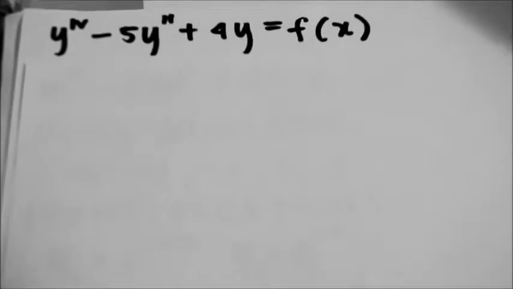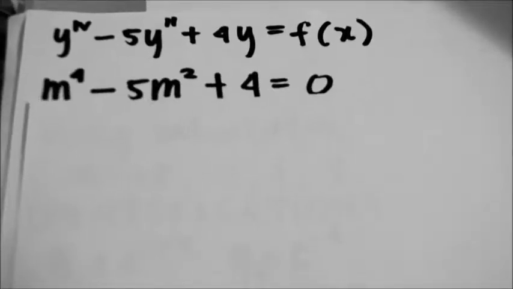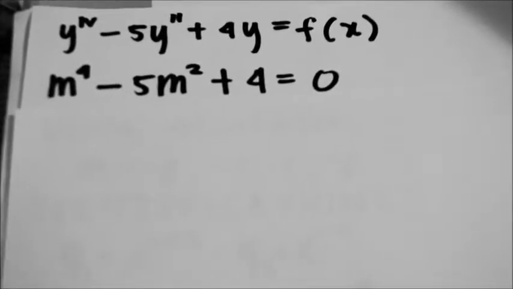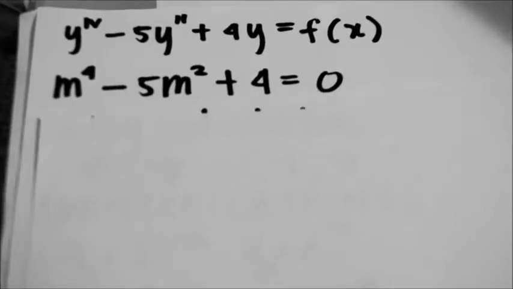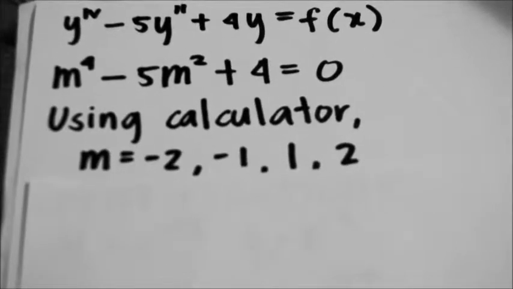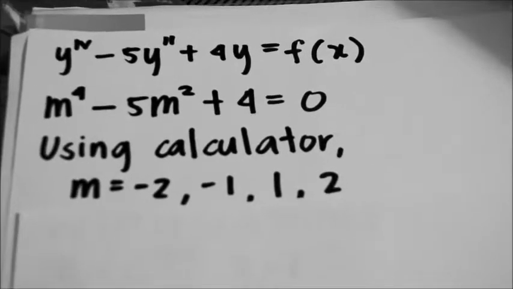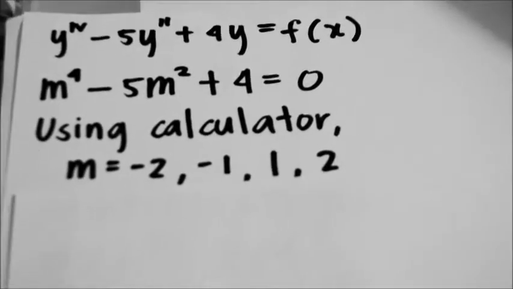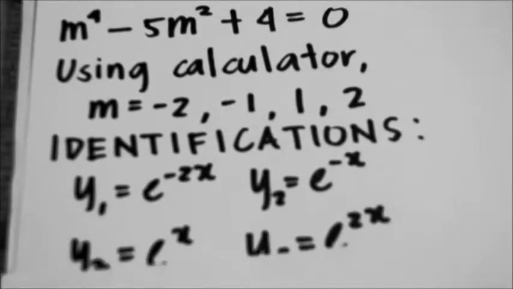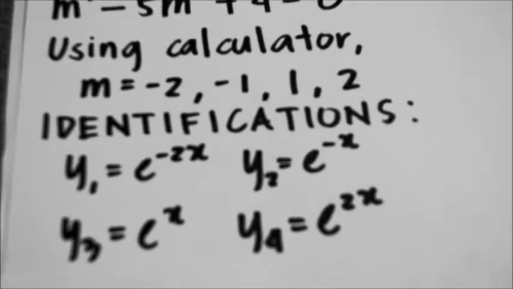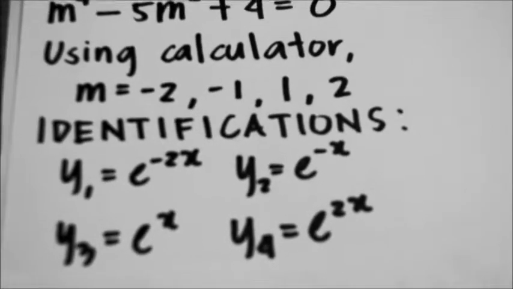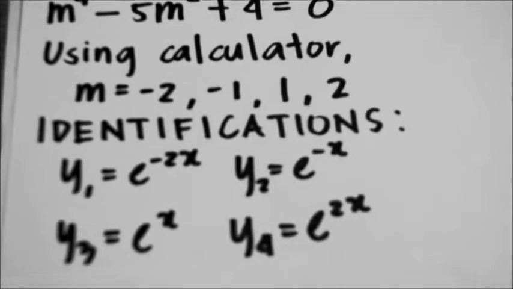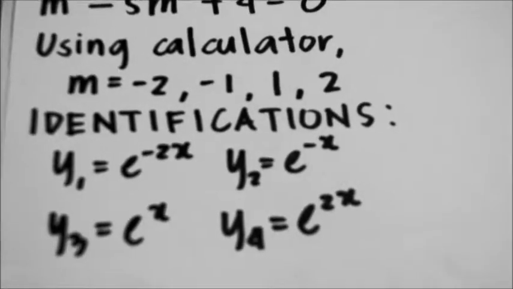So first, we will transform this equation into m to the 4th minus 5m squared plus 4 equals 0. From this auxiliary equation, we will get negative 2, negative 1, 1, and 2. Since these values of m are all distinct, the corresponding solutions are y sub 1 is equal to e to the negative 2x, y sub 2 is equal to e to the negative x, y sub 3 is equal to e to the x, y sub 4 is equal to e to 2x.